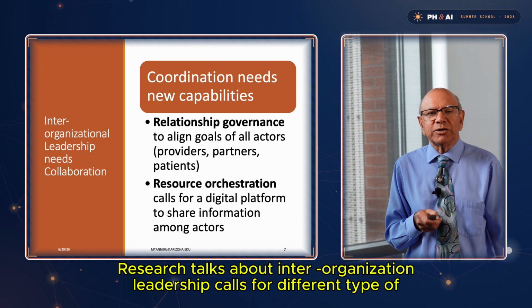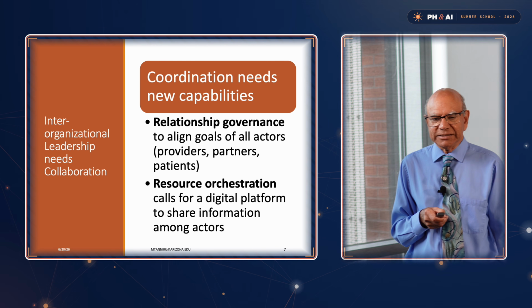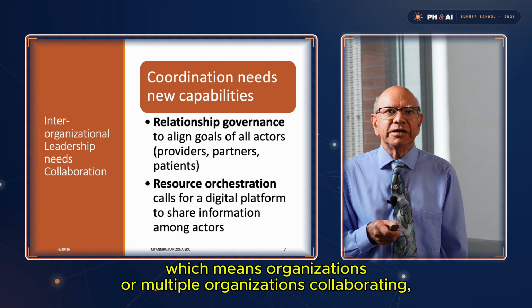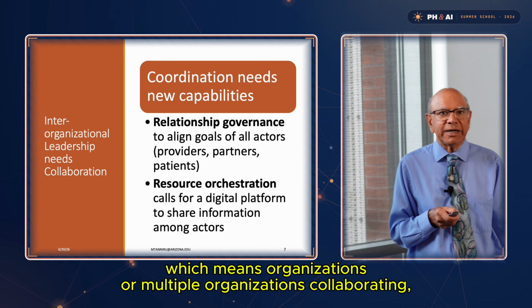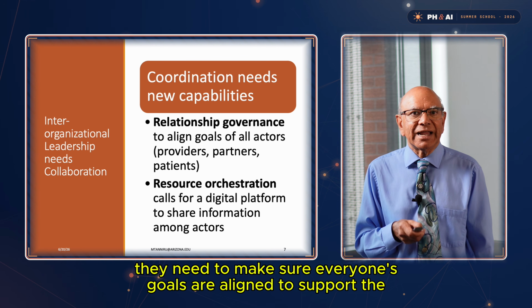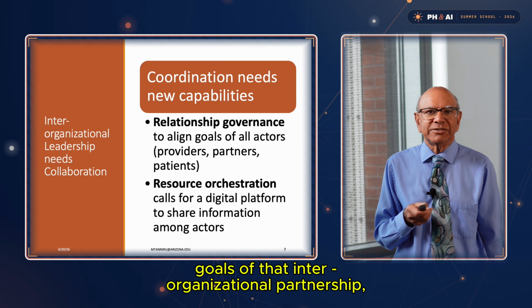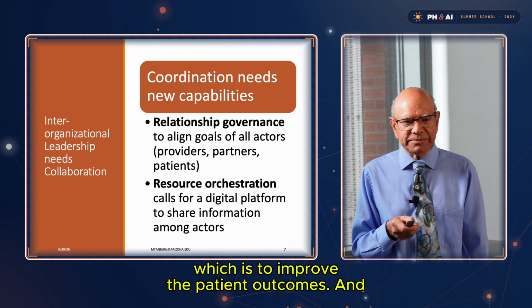Research talks about inter-organizational leadership calling for a different type of capabilities. These include relationship governance, which means that when multiple organizations are collaborating, they need to make sure everyone's goals are aligned to support the goals of that interorganizational partnership, which is to improve the patient outcomes.